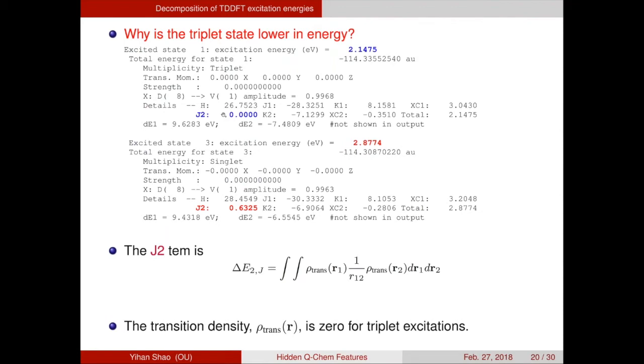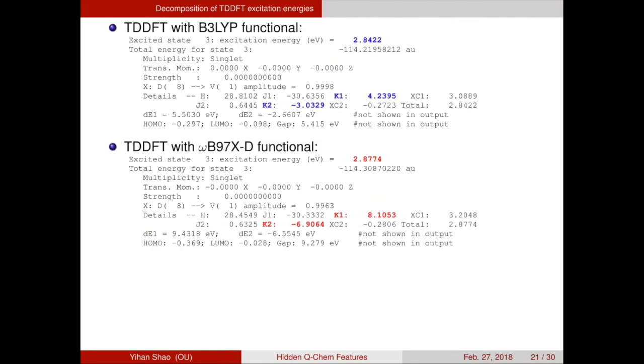And so many times when we run a TDDFT calculation, the number one choice we have to make is what functional do we use? Do we want to use a standard functional like B3LYP, or do we want to use a range separated functional like omega B97X-D, or CAM-B3LYP or BNL? And they will give us different excitation energies.